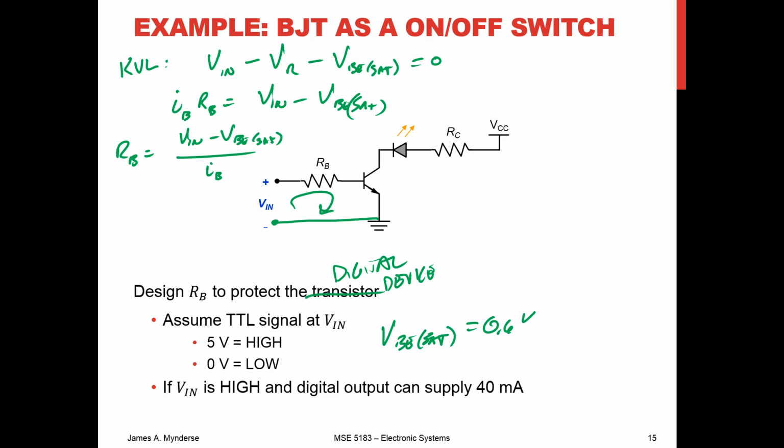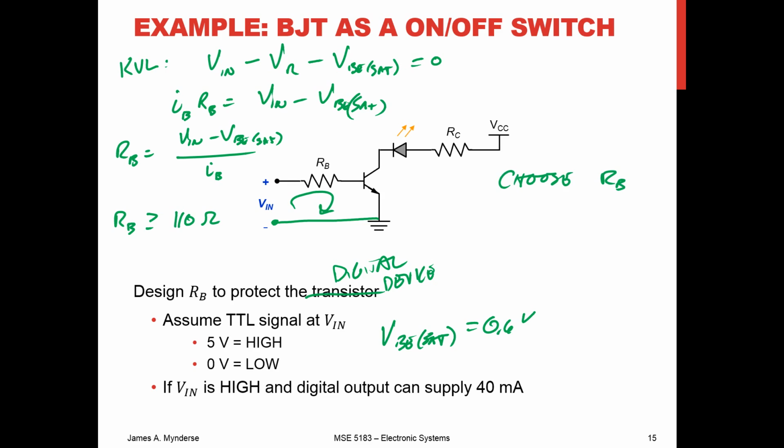So if we drop in those values, Vin of 5, the VBE saturation of 0.6, the maximum supply of 40 milliamps, what you're going to see is that in order to design for this, the resistor must be at least 110 ohms. And I might go a little further and say, well, if it can supply a maximum of 40 milliamps, I might go even higher and say maybe a kilo ohm. Maybe I'll choose RB to be a kilo ohm.